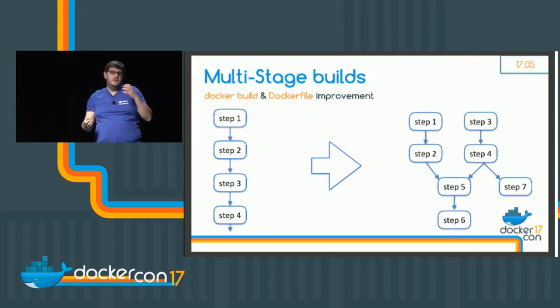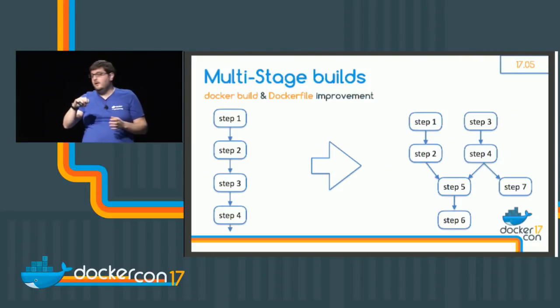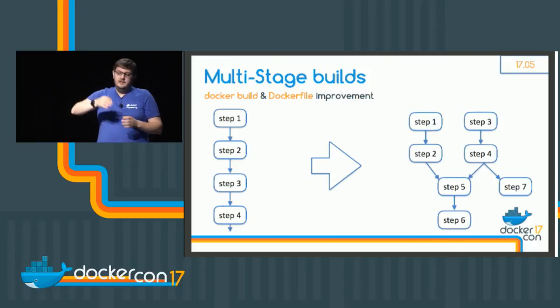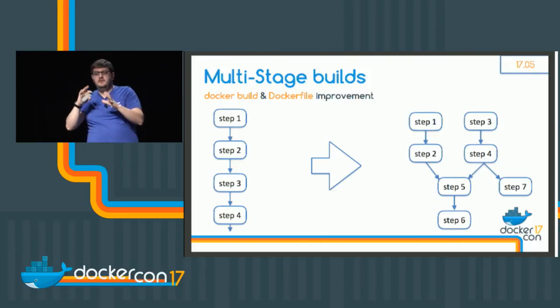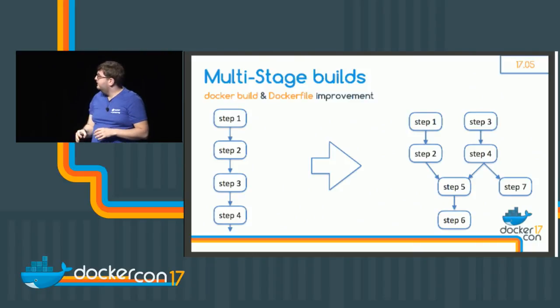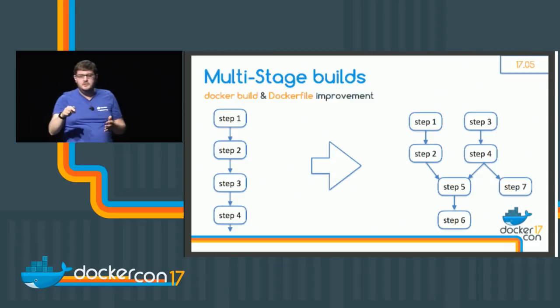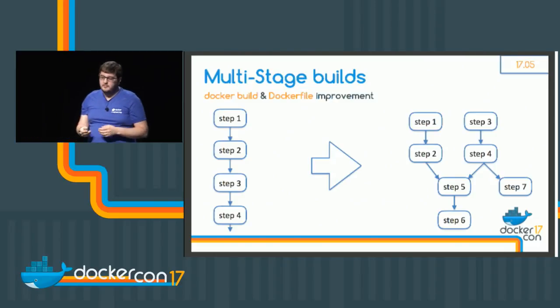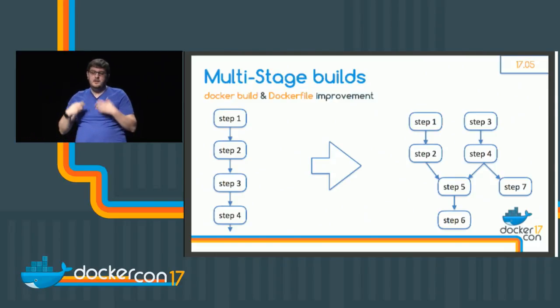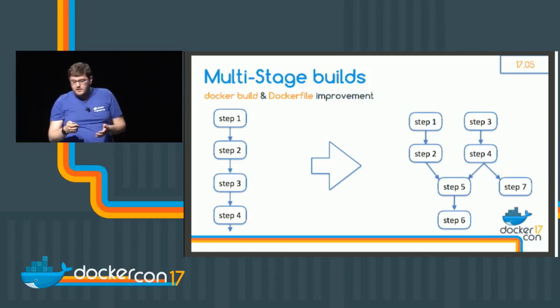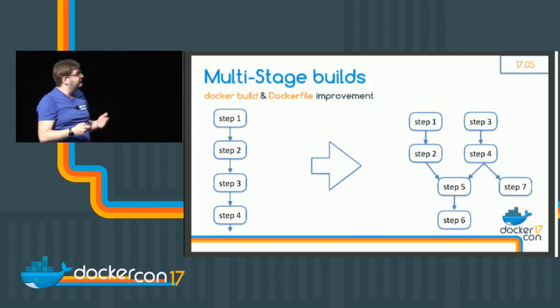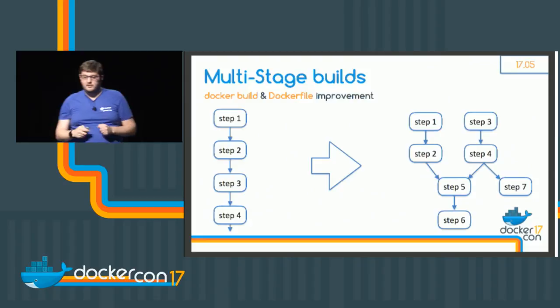So what we did with the backend changes is that now instead of having something linear, all the steps are basically represented as a graph. So I put an example on the right side. So you see here, step 2 and 3 are not really related, so I could change step 2. It wouldn't impact step 3. And using this new backend, we introduced a multi-stage build in the Dockerfile.